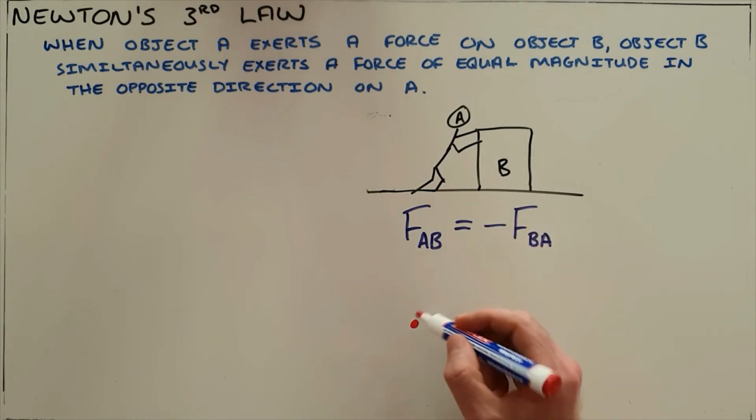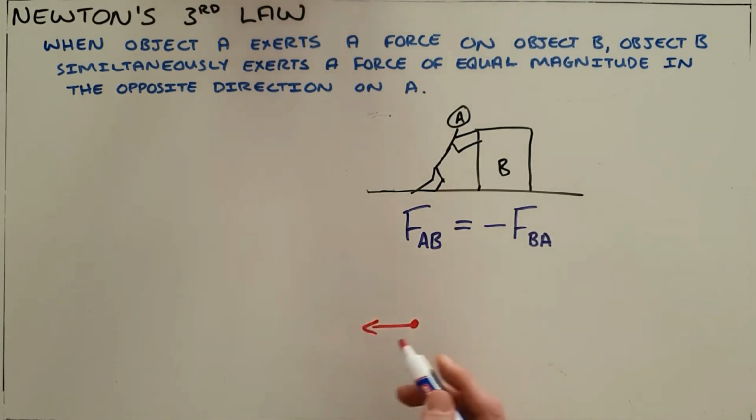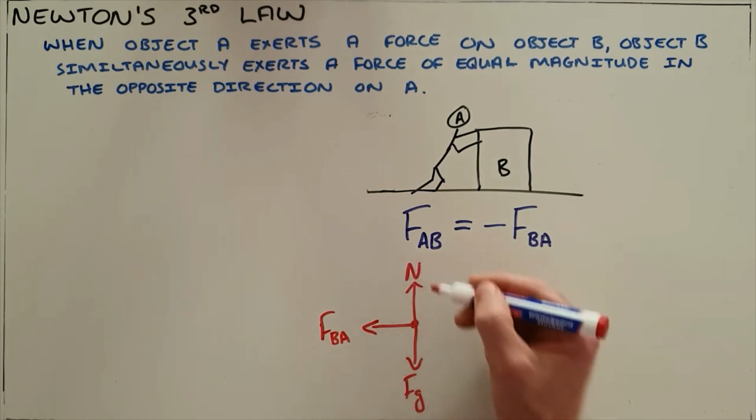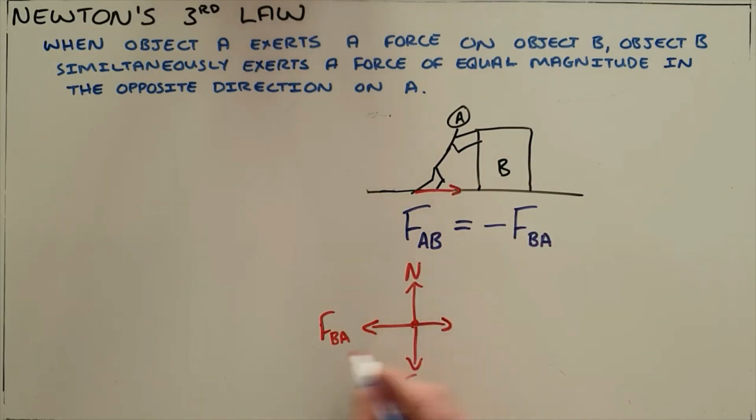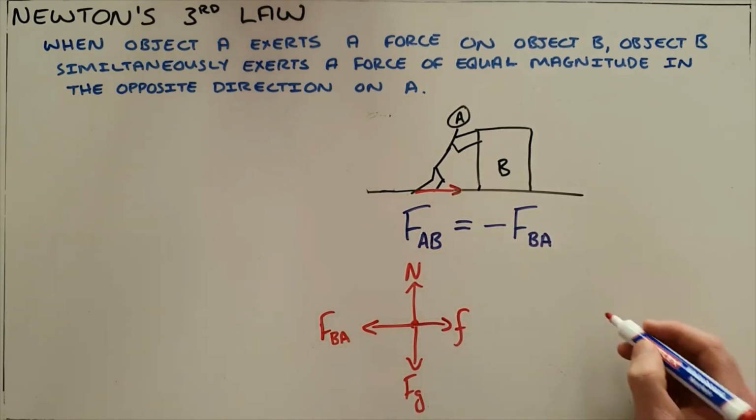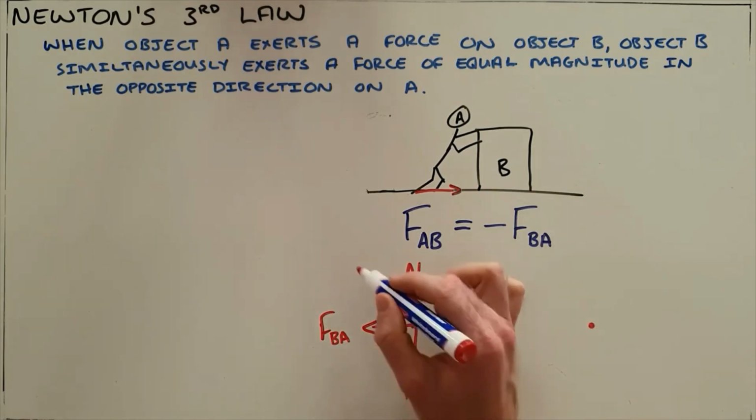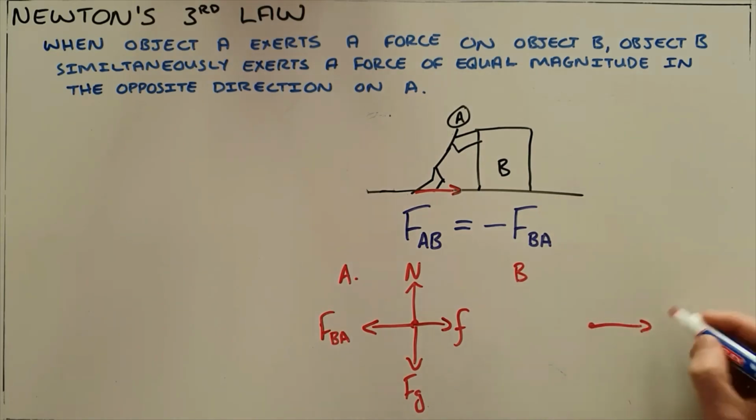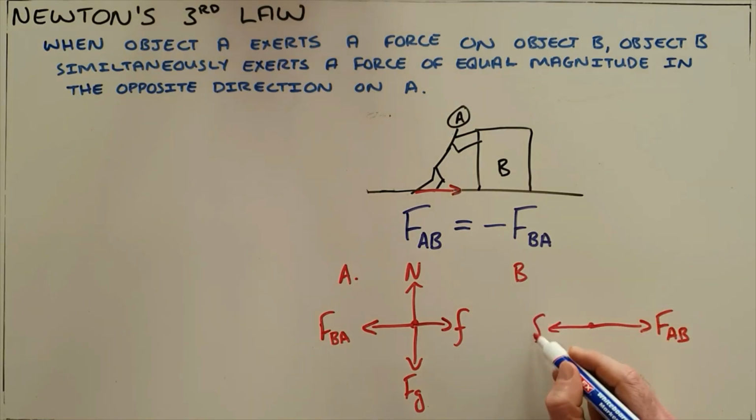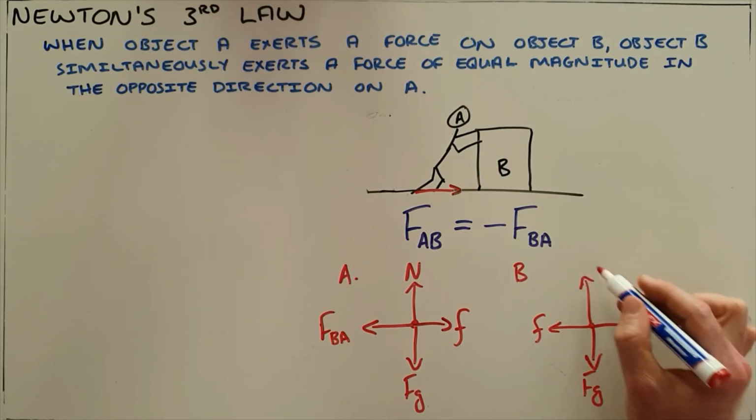So object A, we can show has the force that B is exerting on it, FBA. It obviously also has a gravitational force acting on it and a normal force. And object A will have some kind of frictional force that is opposing that force that B is exerting on it. Then if we look at object B, we can see that B has the force that A is exerting on it, FAB, to the right. It also has a frictional force acting to the left. It has a force of gravity and a normal force.